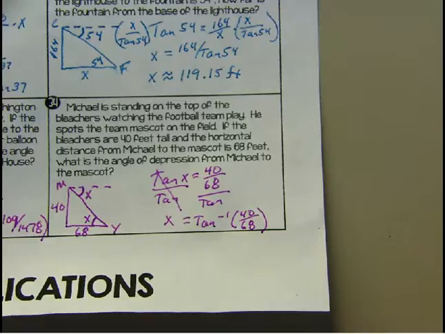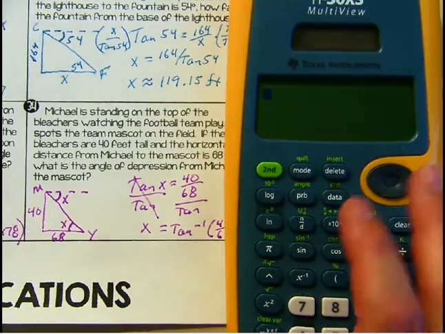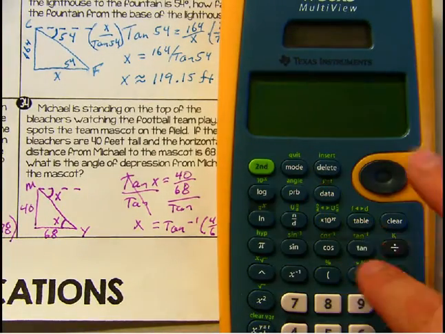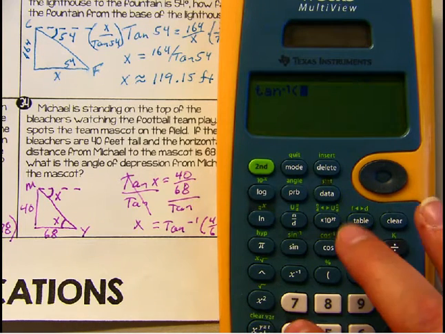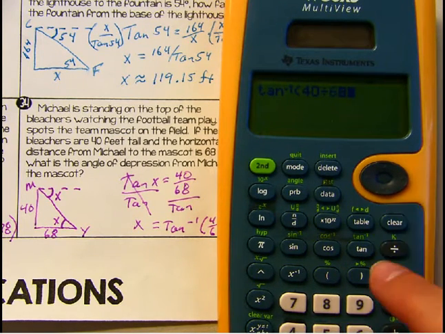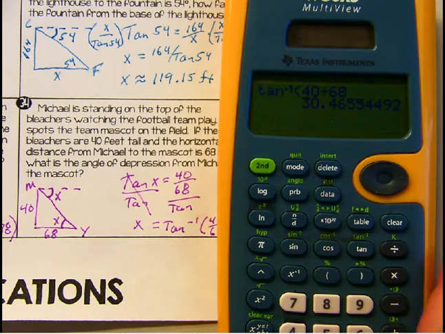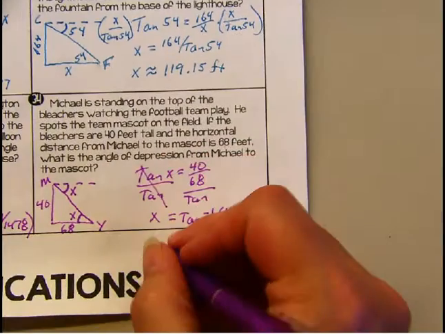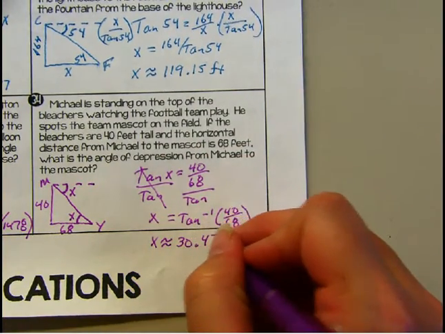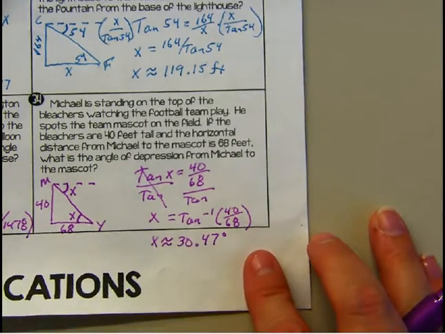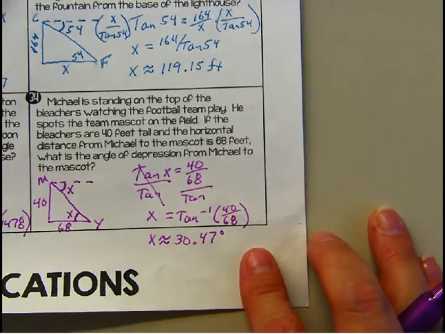So typing that into our calculator, we're going to go second tangent, and then we want 40 divided by 68, and we get 30.47 degrees. So x is approximately 30.47 degrees. So that is the last problem I have in the review.